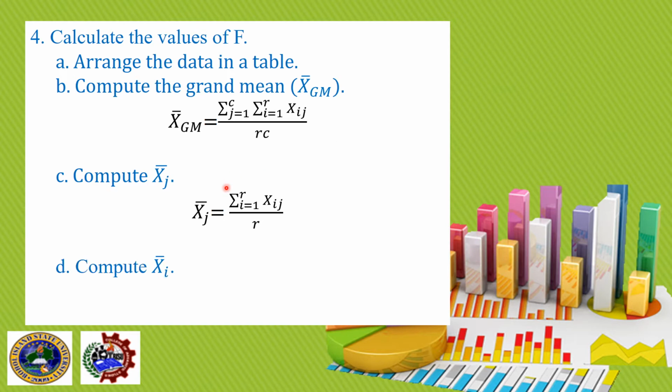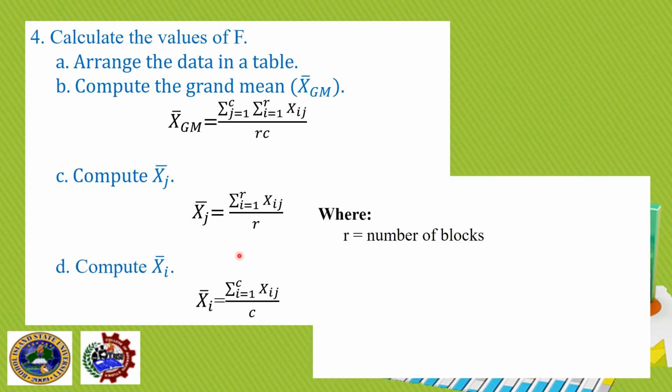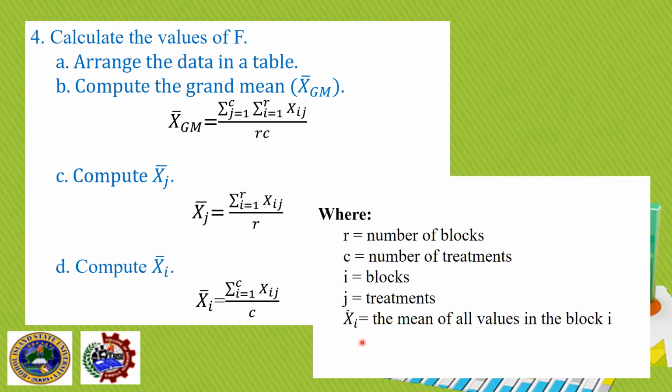And next is to compute the x bar sub i using this formula, where R is equal to the number of blocks, C is the number of treatments, i are the blocks, j are the treatments, x bar sub i is the mean of all values in the block i, and x bar sub j is the mean of all values in the treatment.